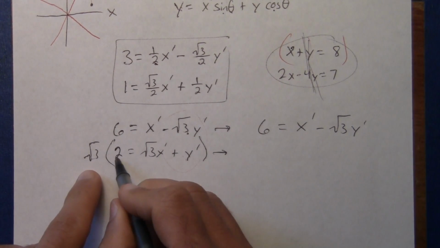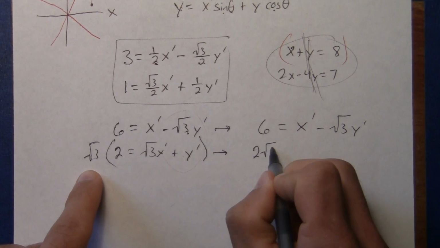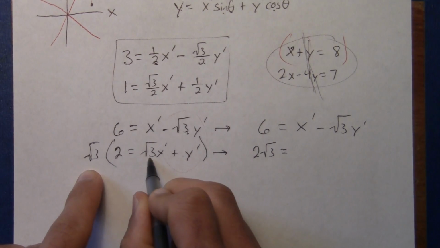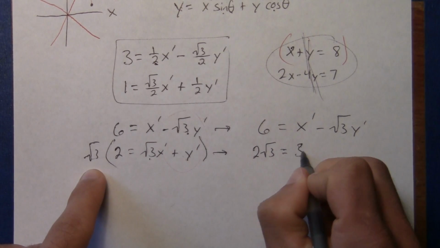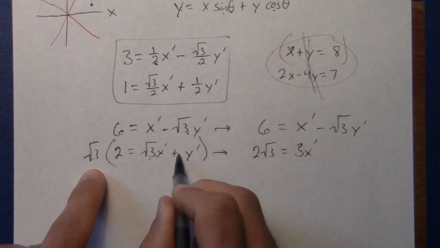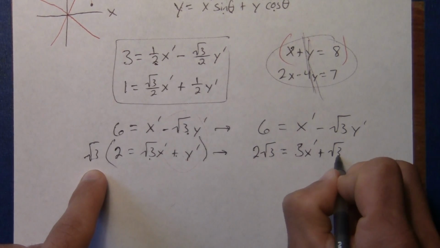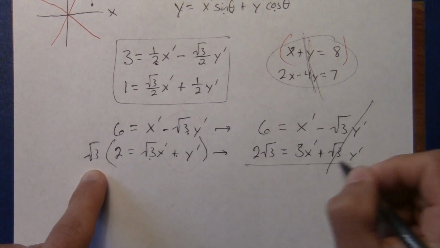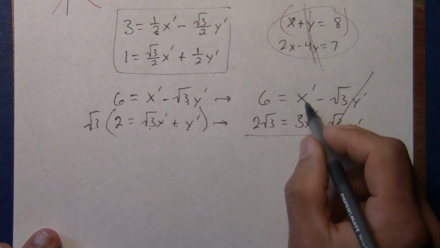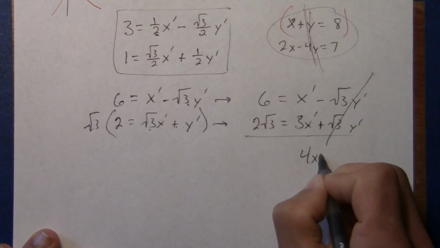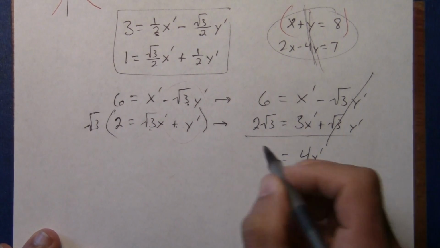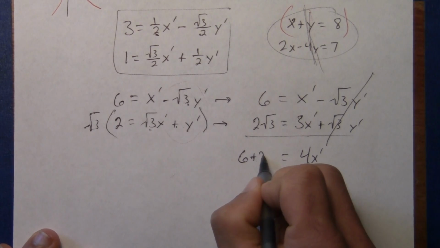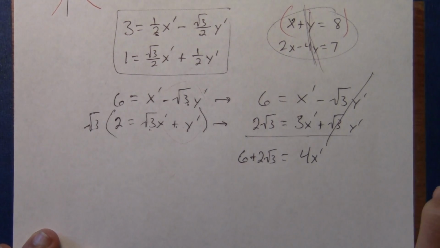That's going to give me 2 square roots of 3 is equal to square root of 3, and square root of 3 gives me just 3 x prime plus square root of 3 y prime. And now those, of course, will add together to cancel. This is going to give you 4x prime is equal to, not like terms, I can't actually add those together, so it's just 6 plus 2 square roots of 3.